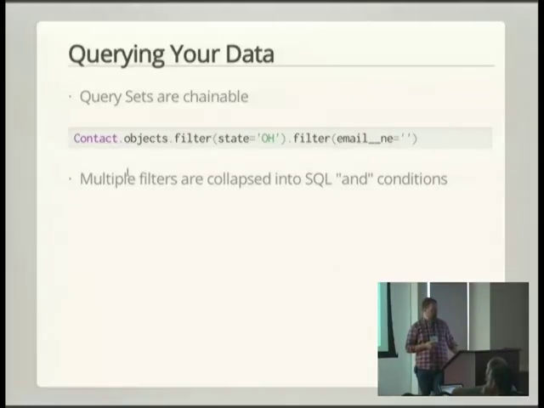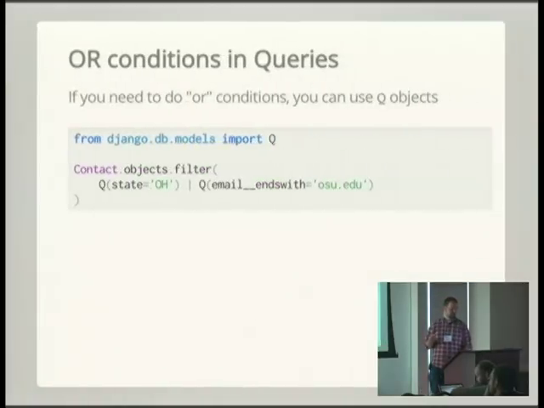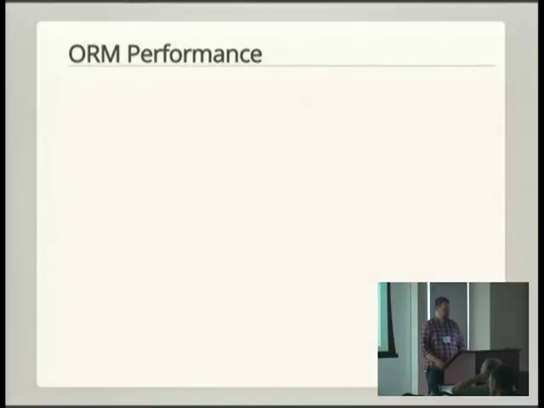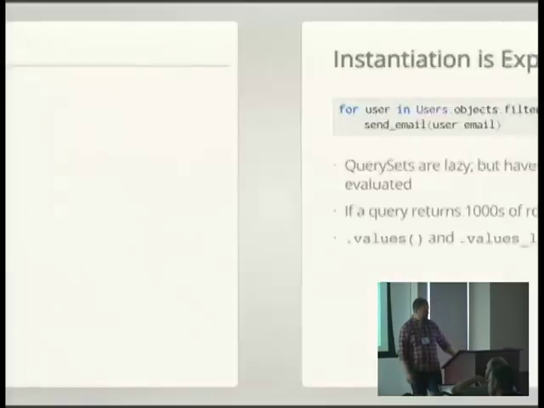So at this point, if I were to execute this command, there's no database access involved. It's not until I actually ask it for the first record, or index it at 0 to dereference it, that it's going to happen. And these are SQL ANDs, so all the conditions have to be true. There is this thing called a Q object, where you can do ORs. And you see they look pretty similar to the previous example here, where I'm saying either the state is Ohio or the email ends with osu.edu. You can actually pass those in for ANDs as well, if you want to use them everywhere for consistency. You don't have to.